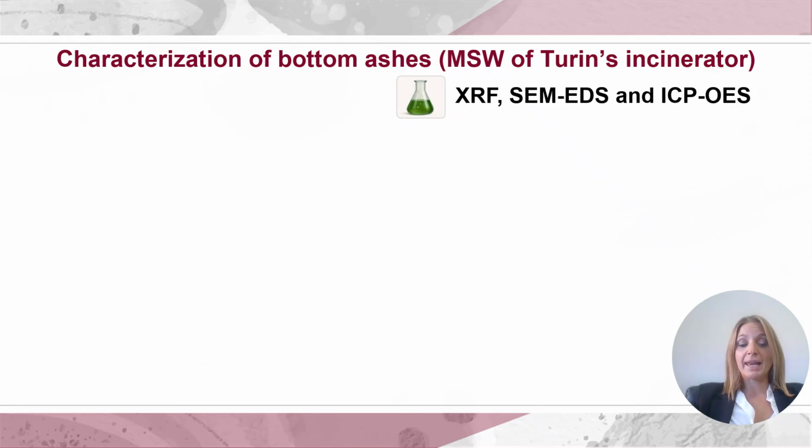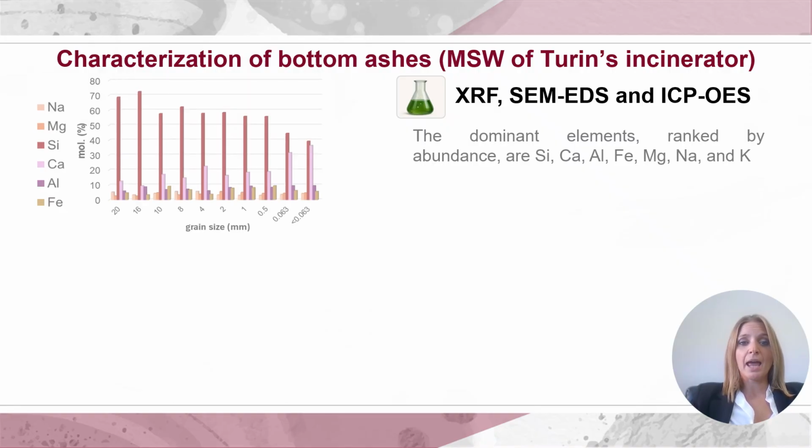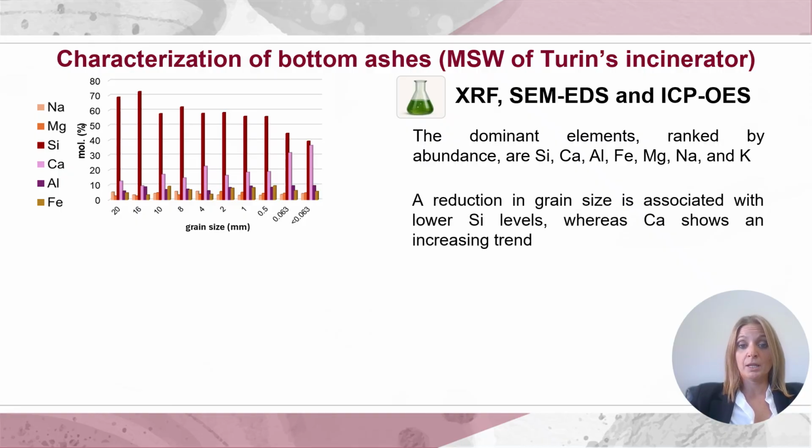We performed chemical analysis using X-ray fluorescence, scanning electron microscopy coupled with EDS and EPMA. The main elements are silicon, calcium, aluminium, iron, magnesium, sodium, and potassium. And we can immediately see from this graphic that silicon decreases and calcium increases with decreasing grain size. So we can observe a clear size dependence of the main components in terms of chemical species.